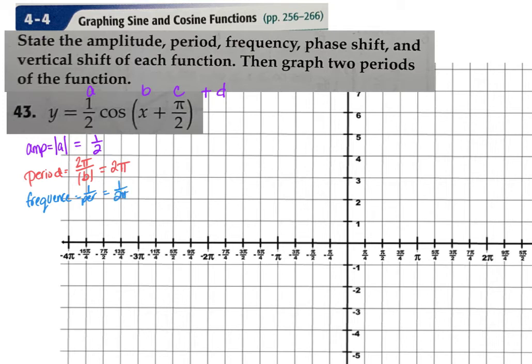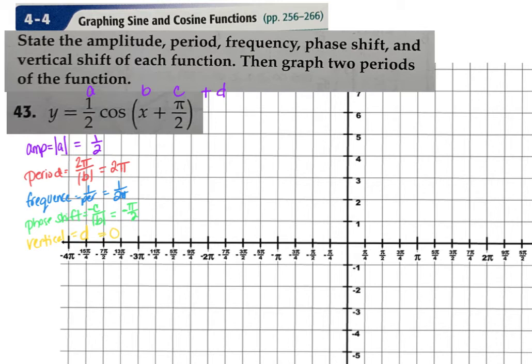All right. What about phase shift? Negative C over the absolute value of B. C is pi over 2, so negative pi over 2 over B, which is just 1. So negative pi over 2 is your phase shift. And then vertical shift. What is vertical shift? Yeah. Vertical shift is D, and in this case, we don't have a vertical shift. There is no vertical shift.